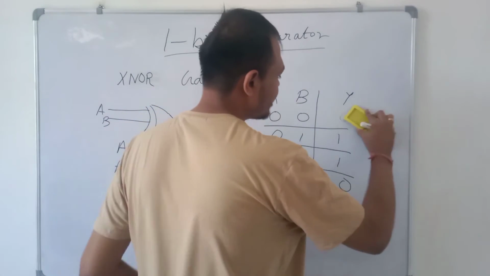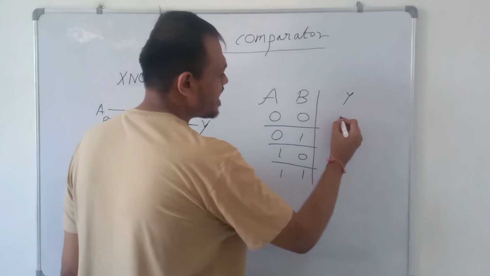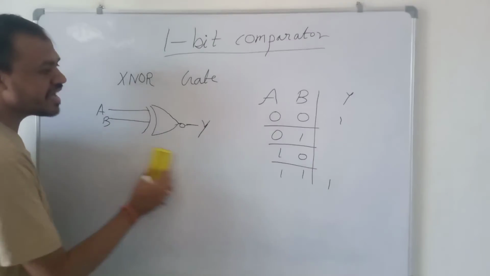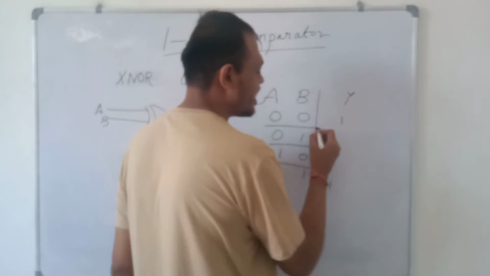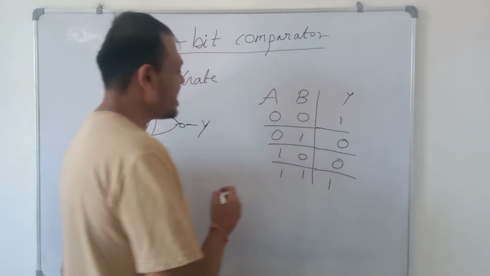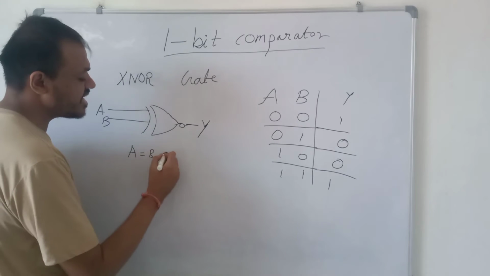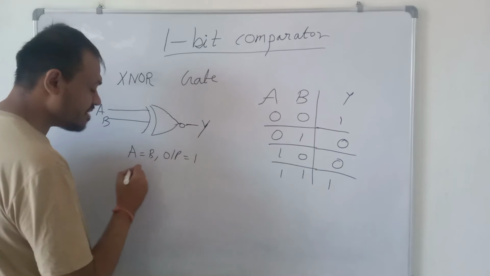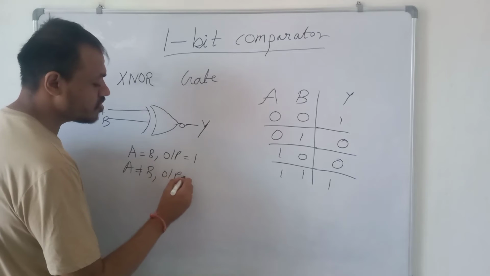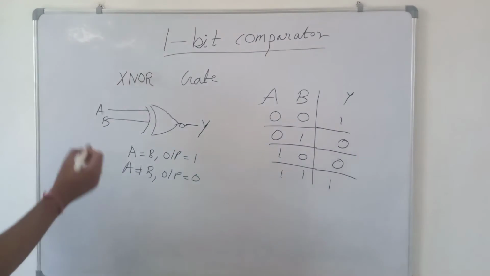So for XNOR gate the table is different. For XNOR gate the output is 1 when both are same, and when both are different the output is 0. So when A is equal to B, then output is equal to 1, and when A is not equal to B, then output is equal to 0. So this is the XNOR gate, which is opposite of the XOR gate.